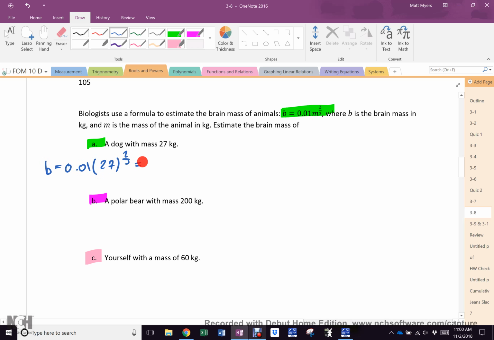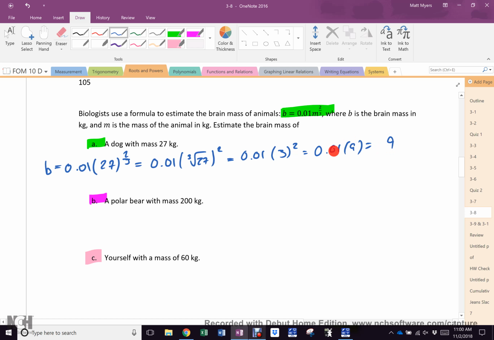What do I do first? Multiply or exponents? BEDMAS, I do exponents first. So 0.01, and this exponent is the cubed root of 27 squared. I still have exponents to work with. 0.01. What is the cubed root of 27? 3 squared. I still have an exponent to work with. What's 3 squared? 9. 0.01 times 9. And you can do that in your head because 9 times 1 is 9.